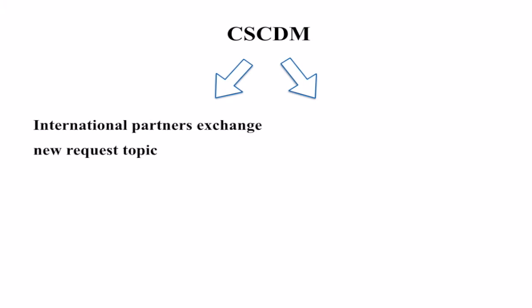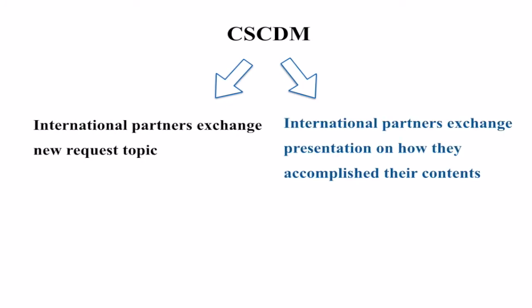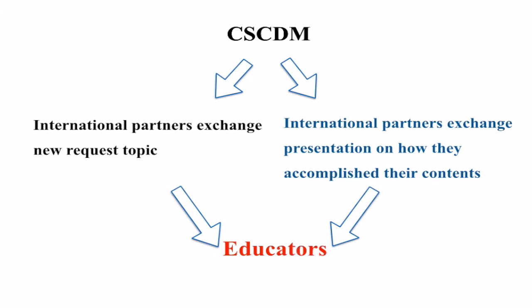The CSCDM learning cycle is presented in two processes. First, international partners exchange new request topics. Second, international partners exchange their presentations on how they accomplish their contents and their strategies. Here, both students in Egypt and Japan provide methods and strategies as educators.